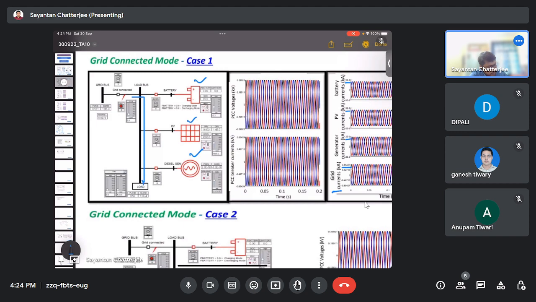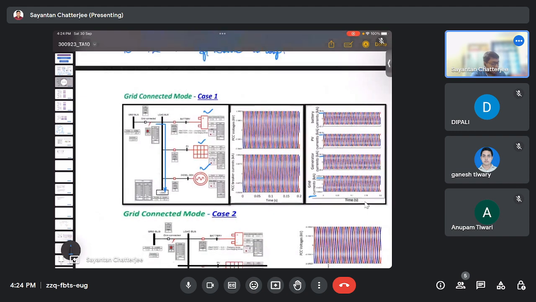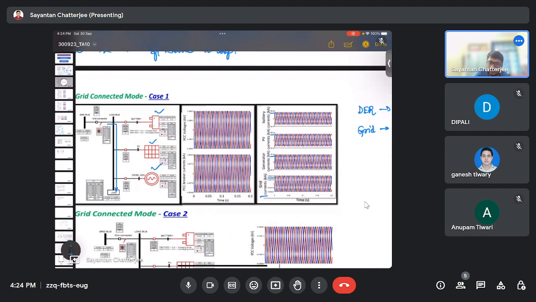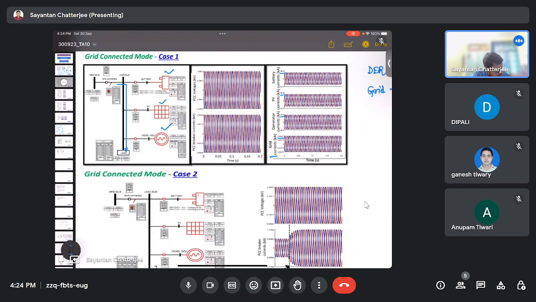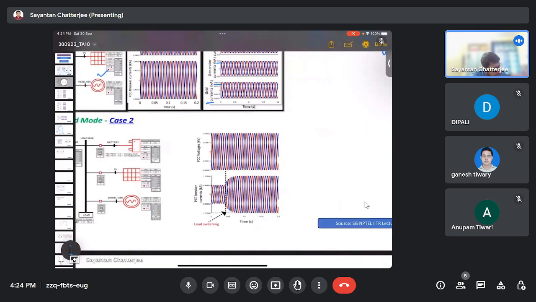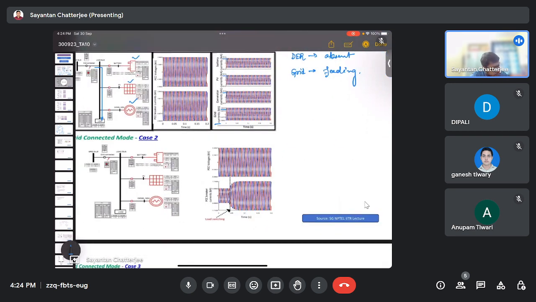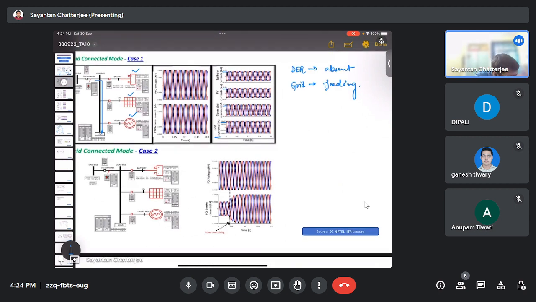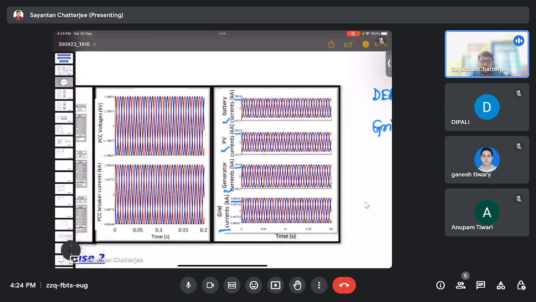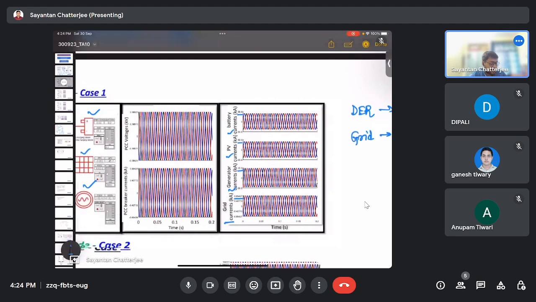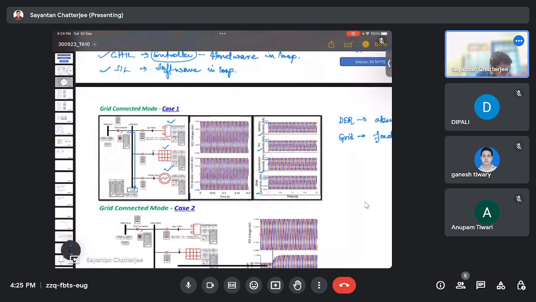And this is a steady state mode of operation. Now coming to case 2. Here we can see that all these currents, the battery currents, PV currents, and generator currents, are approximately at their zero value, 5 into 10 to the power minus 9. So the entire power is being fed from the grid side to the load.